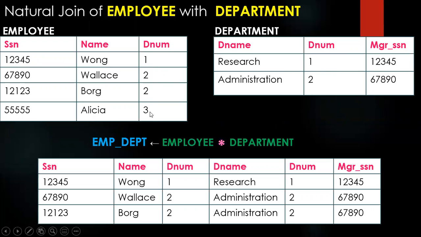Again it will compare with others. It is not matching. Then it will take 2. Again compare with the 2. There are 2 matching tuples here. So now the result will contain 3 columns from here and 3 columns from here. But sometimes for the natural join, because we are having identical column names DNUM in both the tables, instead of 2 times it will display DNUM only one. Joining attribute will be displayed only once.